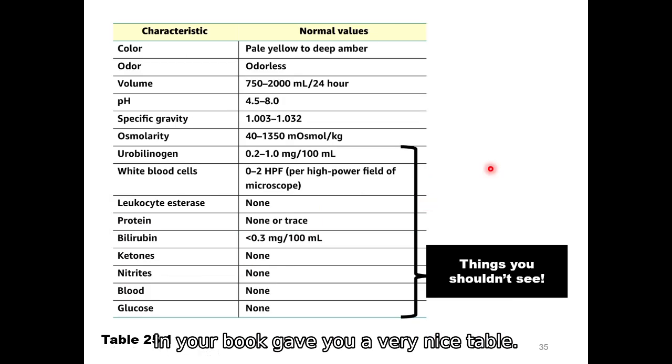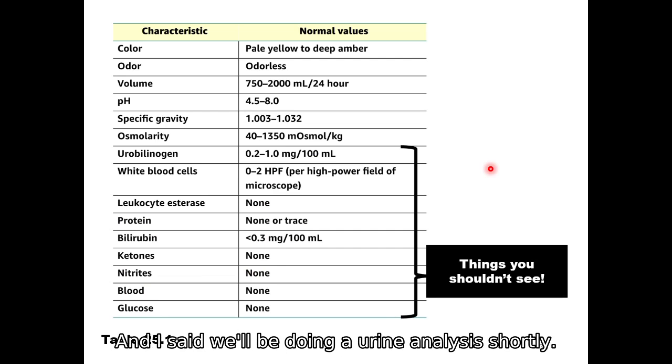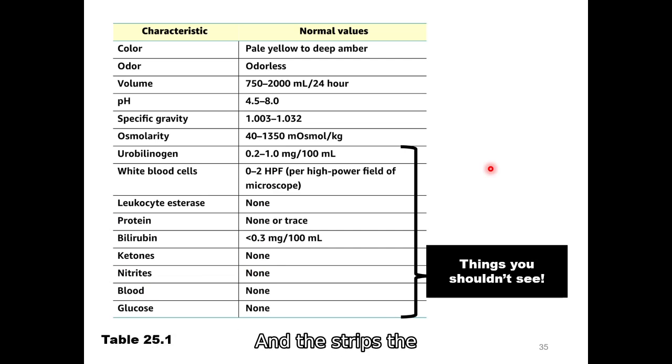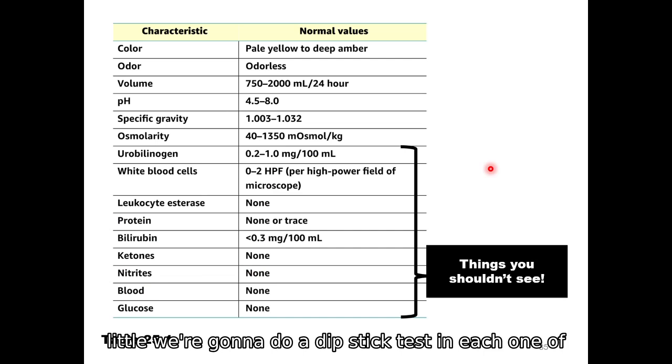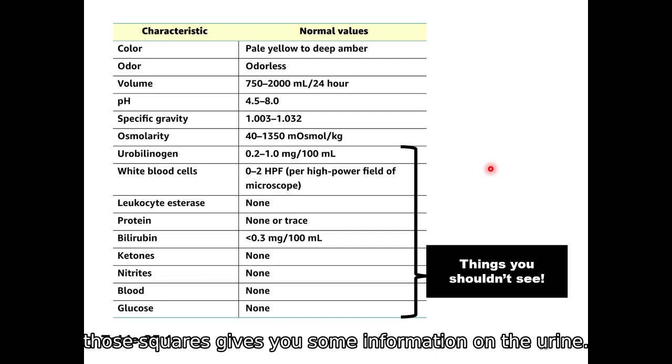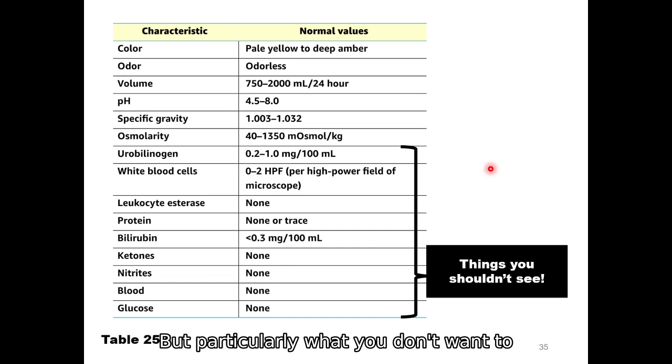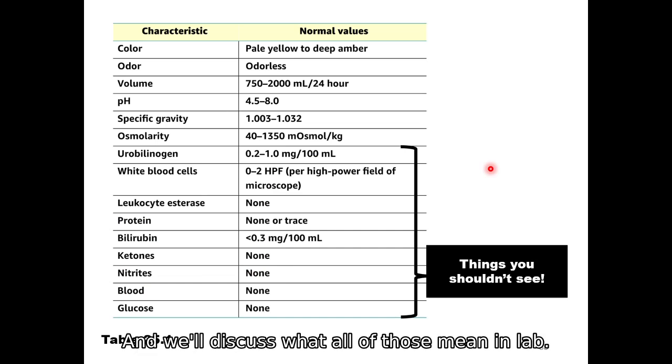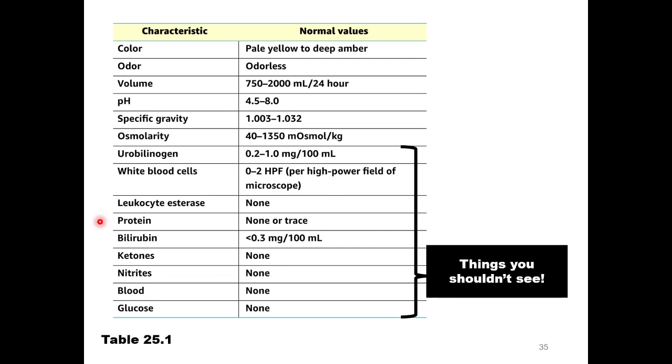And your book gave you a very nice table. Like I said, we'll be doing a urine analysis shortly. We're going to do a dipstick test, and each one of those squares on the strip gives you some information on the urine, but particularly what you don't want to see are things in this bracket, and we'll discuss what all of those mean in lab.